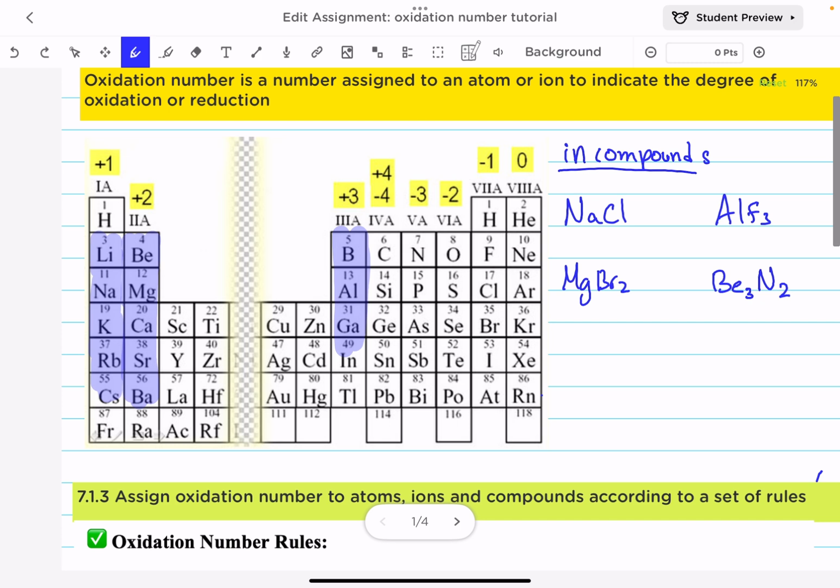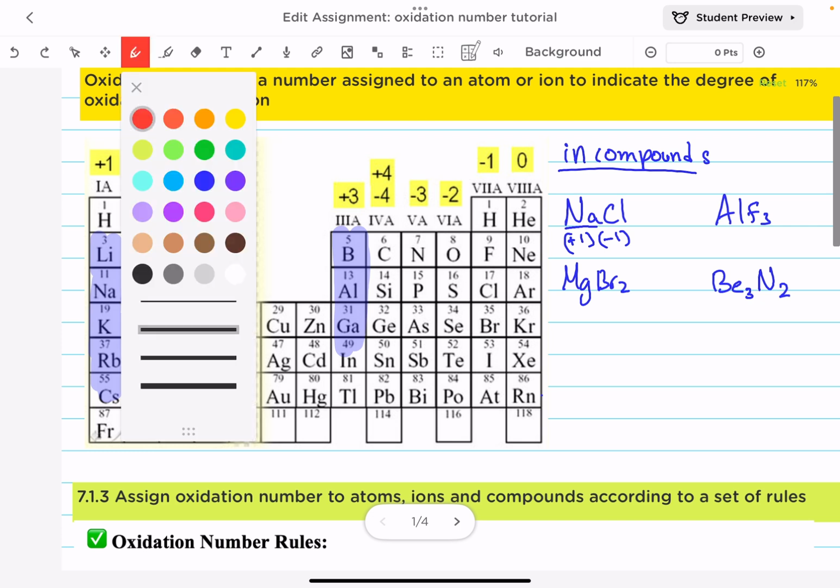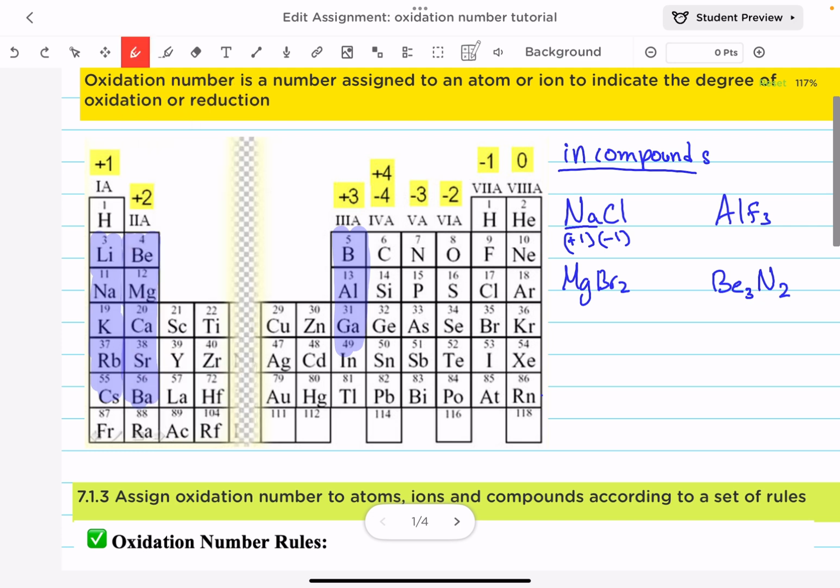So for example, in the compound NaCl, Na belongs to group 1. So the oxidation number of Na is positive 1. Therefore, since this is a neutral compound, there is no charge over here, the Cl would be negative 1. Cl changes, but Na is constant. So I can rely on the periodic table to find the oxidation number of Na. I'll give you other scenarios where Cl is not negative 1. But let's finish these examples first.